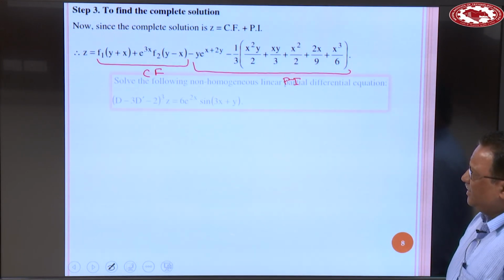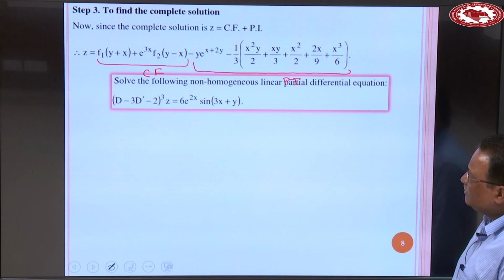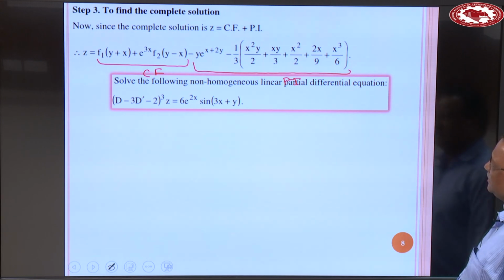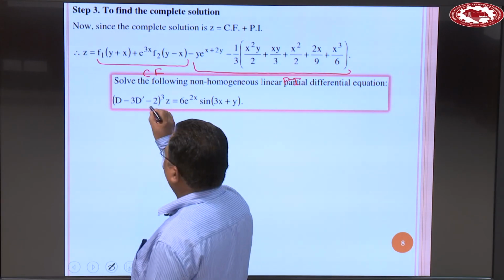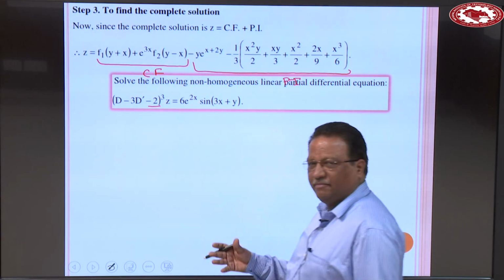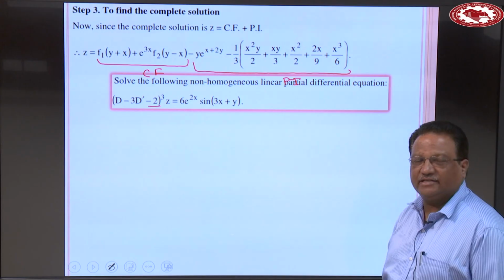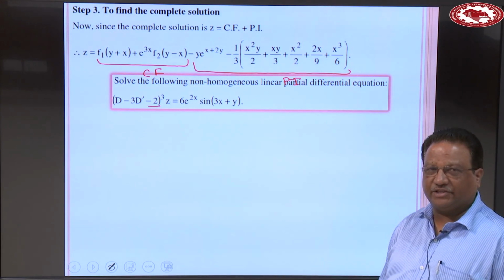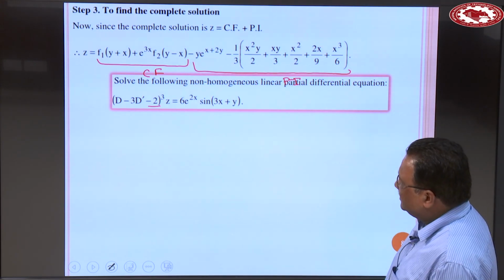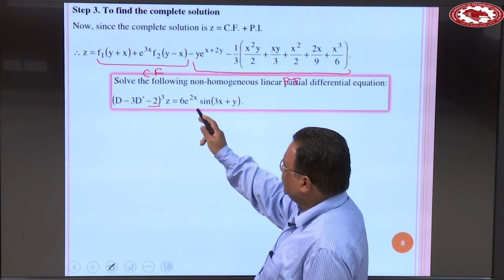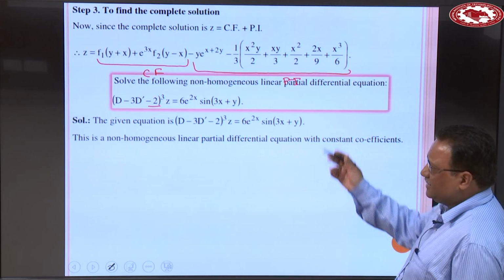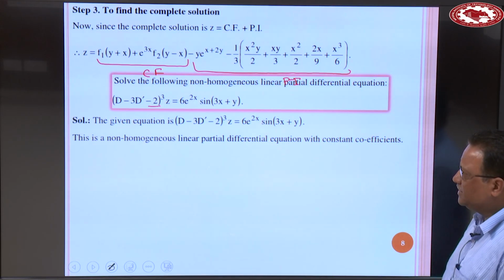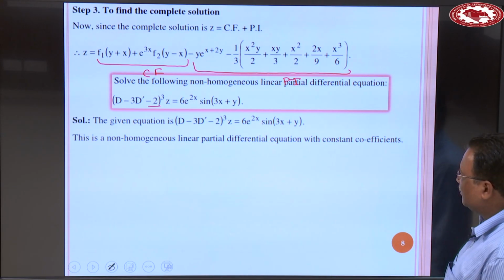Okay, so one more question. Solve the following non-homogeneous linear partial differential equation: D minus 3D' minus 2. Due to the presence of minus 2, it becomes a non-homogeneous linear partial differential equation. So this result is equal to 6 e raised to power 2x sin(3x plus y). So we have been given this equation, which is a non-homogeneous linear partial differential equation with constant coefficients.